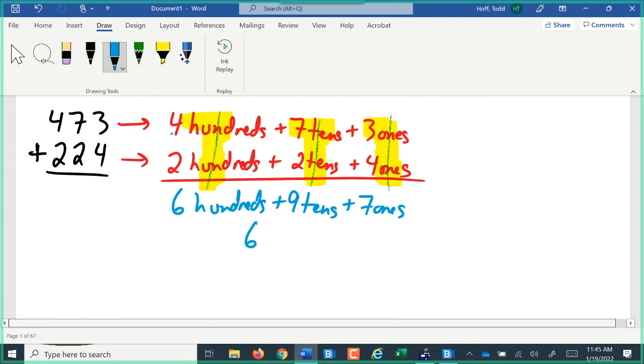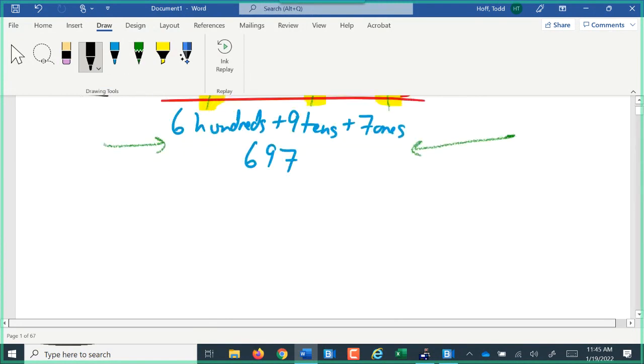That's 697. Now, you may have noticed, if you watched closely, that I did something a little strange there. I started on the left, and I worked my way to the right as I added. Typically, we go the other direction. We start at the end of the number, and we work our way back, in case we have to carry.